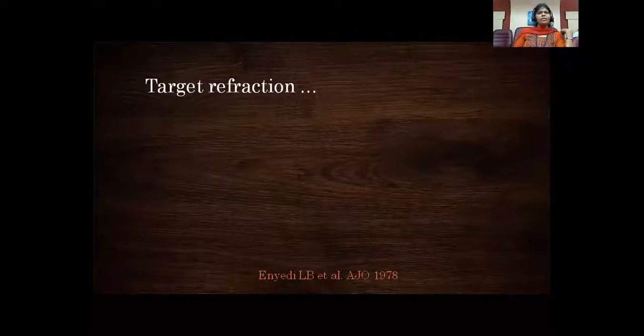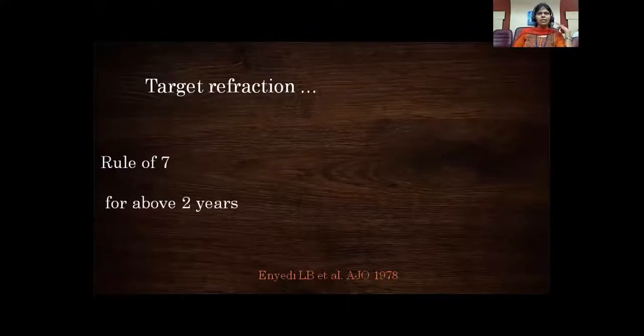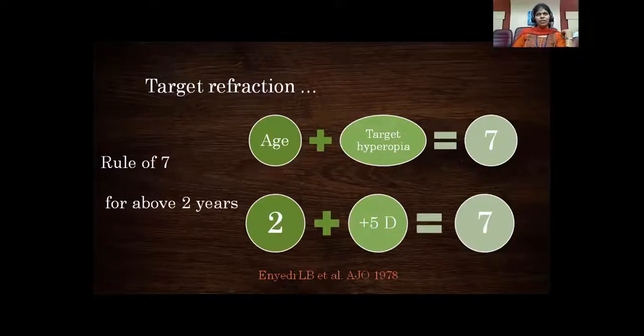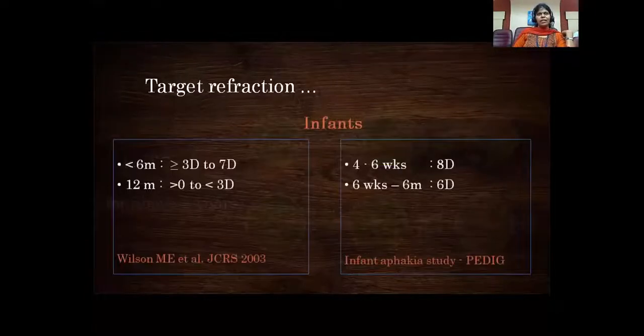We have found certain guidelines which can help us choose the target refraction. There is a rule of 7 for children above 2 years, where the age plus target hyperopia is the intraocular lens power. So if the age is 2, to get a sum of 7, you add plus 5. So you add the age and the target hyperopia. This is a rough estimation which is described in literature.